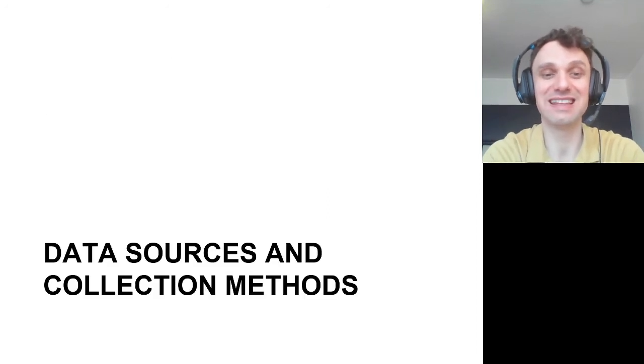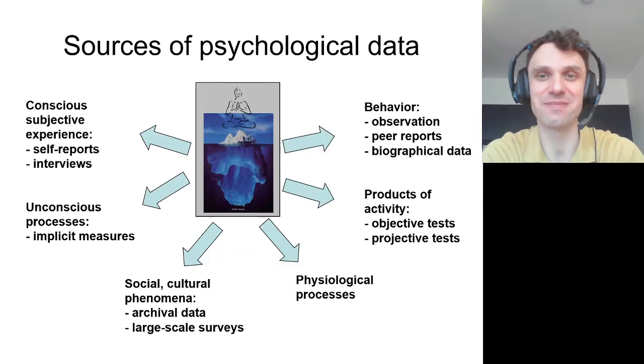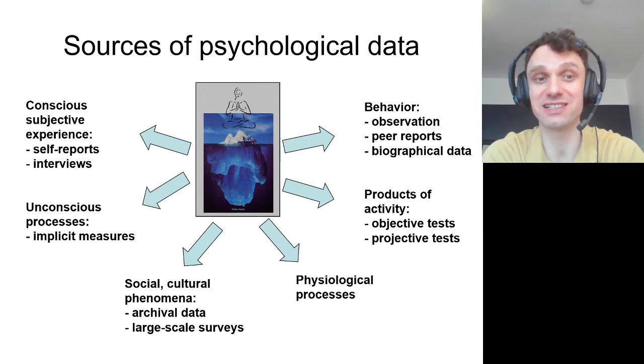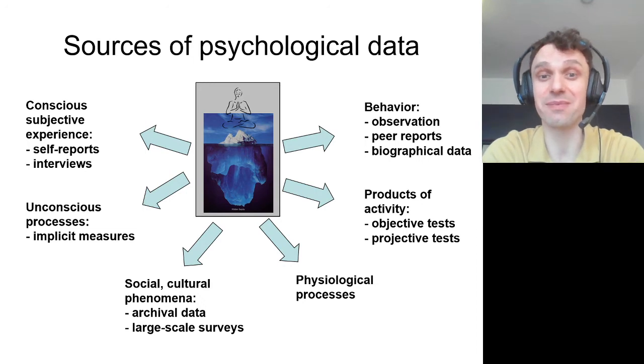So before we begin, what kind of data sources and what kind of data collection methods are available to us as psychologists? And here we will come back to our first lecture when I showed you this diagram, which shows 6 different sources of data that we can use. Obviously, most commonly we use self-reports and rely on conscious subjective experience. We use some kind of self-report questionnaires, or we conduct interviews with our participants. And this way we can get a snapshot of how the person sees what's happening to them.